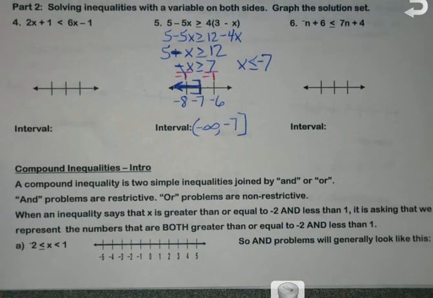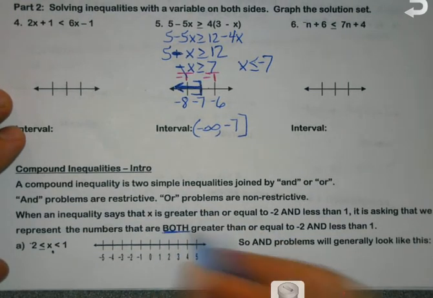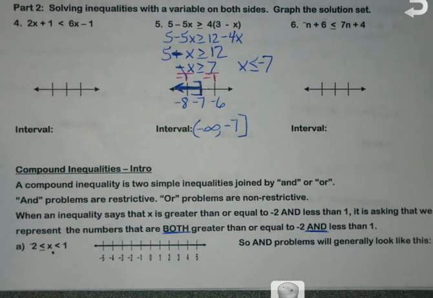So compounds, okay. Ands and ors and figuring out what they look like. This would be an and problem. Okay, it's a compound inequality. And what happens is we want to know the values that cover everything that are both greater than or equal to negative 2, and less than 1.